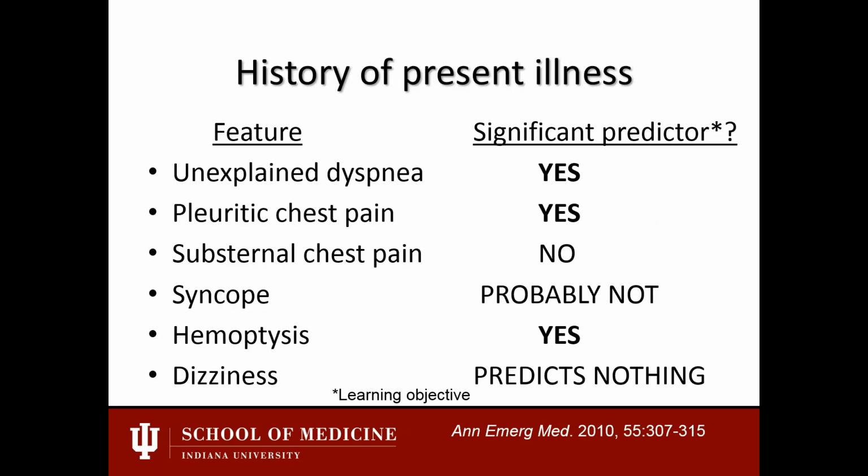How about some things that can help us when we go talk to the patient? One that shows up in virtually every database is unexplained dyspnea. What does unexplained mean? Well, it basically means they don't have COPD or asthma, heart failure, or any other cardiopulmonary problems, and now they've shown up with new onset shortness of breath.